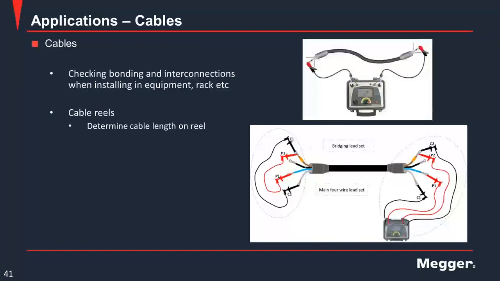This is the last application, on cables. On cables, you can use this for checking bonding and interconnection when installing equipment. And also, if you have a cable reel, you can determine the cable length on the reel after you measure the ohms with a certain method. You can determine the cable length on the reel.